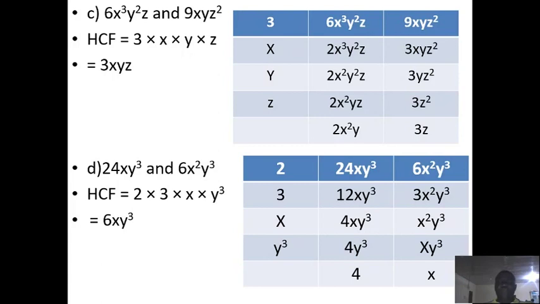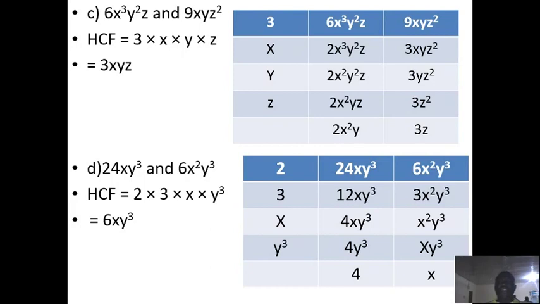So the next thing we look at is the variables. So the first variable here that will be suitable is what? X. So when you use x to divide 2x cubed y squared z, it will give us what? 2x squared y squared z. So x into 3xyz squared, we now have what? 3yz squared.